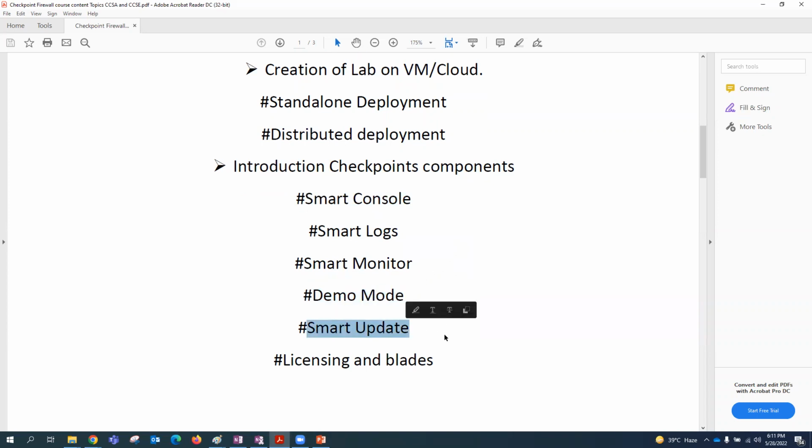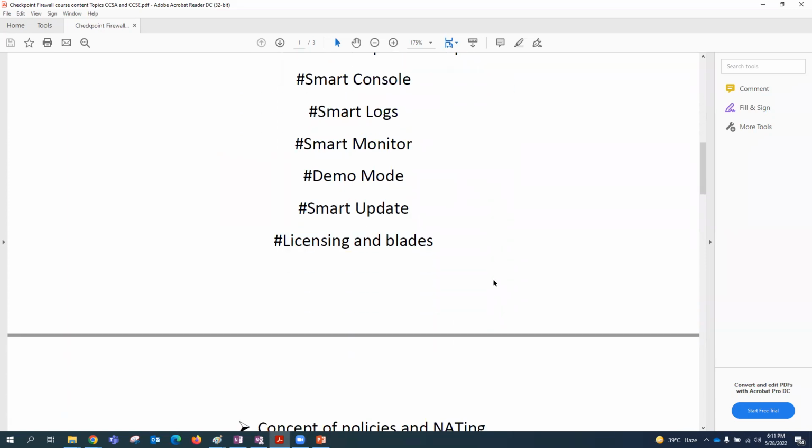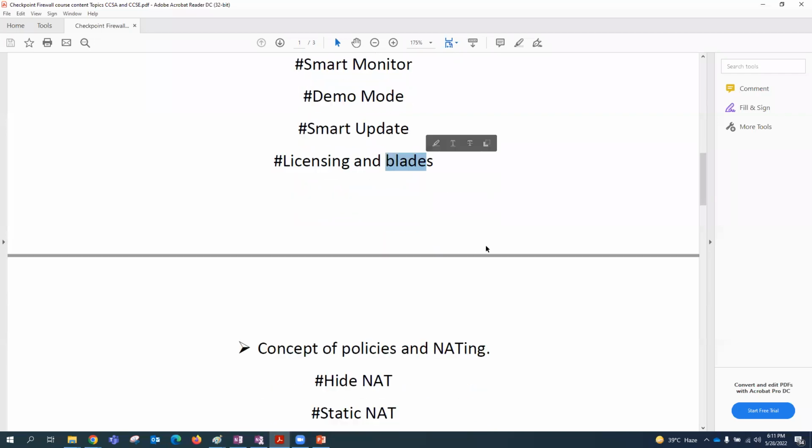Smart update is to update the devices' licensing and the blades, to enable the licenses, or you can say the features we have in Checkpoint. For example, if you want to enable URL filtering, content filtering, or IPsec, you need to enable a blade for that, right?